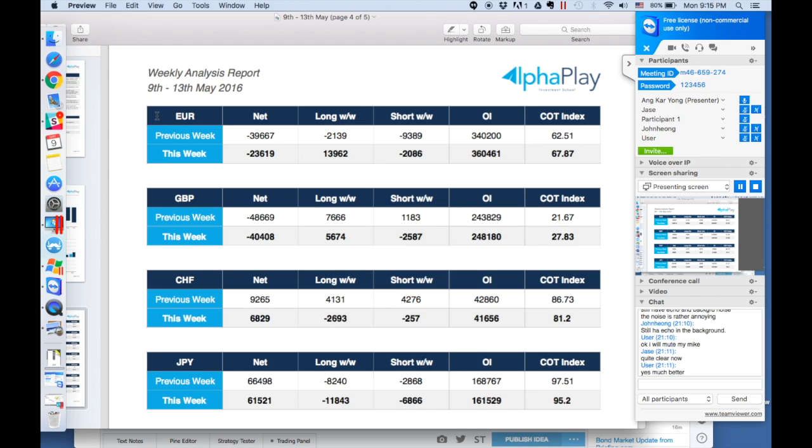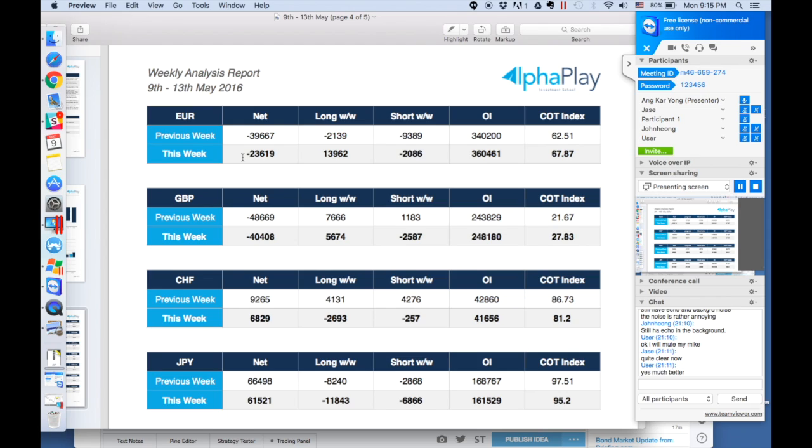The first currency I want you to focus on is euro. What we want to look out for is to compare last week and this week and see what the changes are. What you see for euro futures is that from the previous week, it's very negative, almost close to negative 40,000. This week it's negative 23,000. So there's an increase in euro futures.